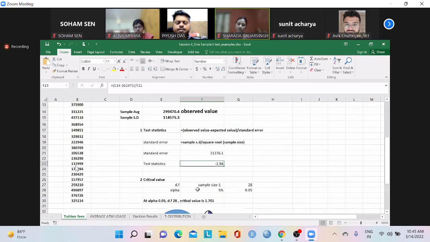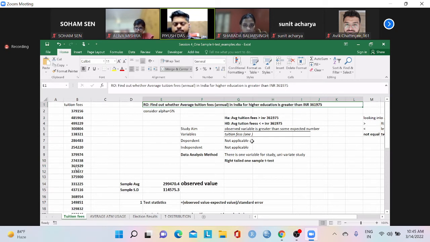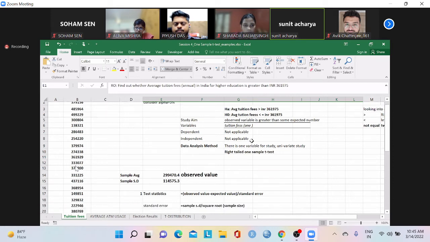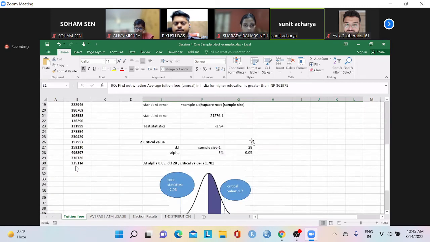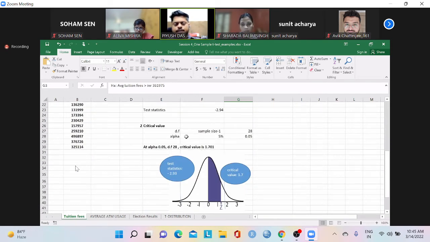Okay, trick question. If the alternate hypothesis was less than, let's say they want to understand whether it is less than INR 361975, then what would have been my result? If my alternate hypothesis was less than 361975, in that case, what would have been the null hypothesis? Greater than or equal to 361975. Then what would I have done?